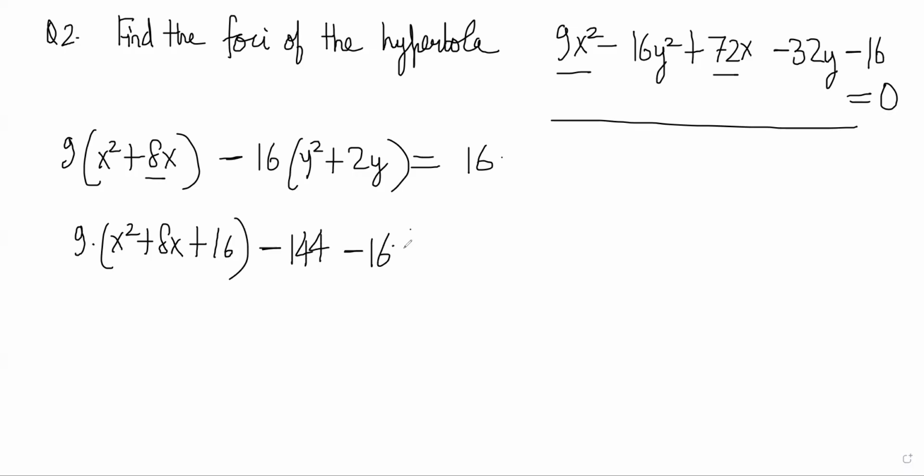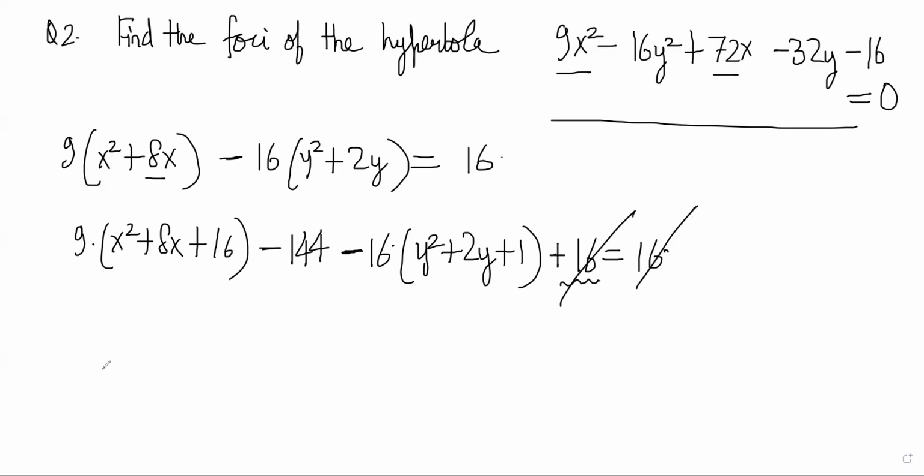Minus 16 times y squared plus 2y plus 1. So you have to do a minus 16 here is equal to 16. So you're getting 176 on the other side, I think. Oh no, here we have to do a plus 16 because there was a minus sign here. We have added a plus 1, but it's actually a minus 16. So I have to do a plus 16 here.